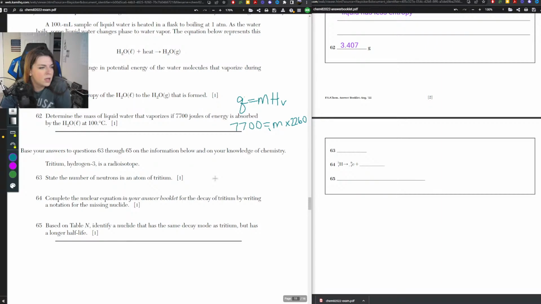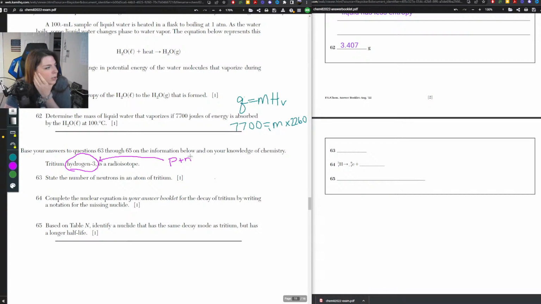Okay. I never know how to pronounce this. Tritium. H3 is a radioisotope. State the number of neutrons in an atom of tritium. Okay, this is not bad. Just because I can't say it doesn't mean that it's impossible. H3 is what we're talking about. All hydrogens have one proton because they're number 1 on the periodic table. So the 3 is the sum of the protons and the neutrons.